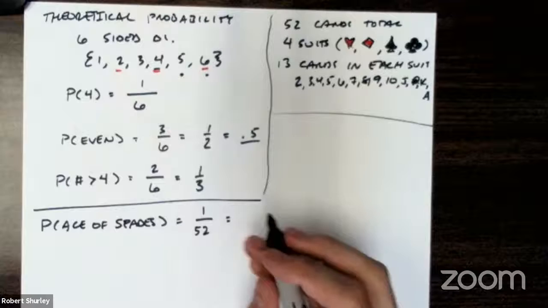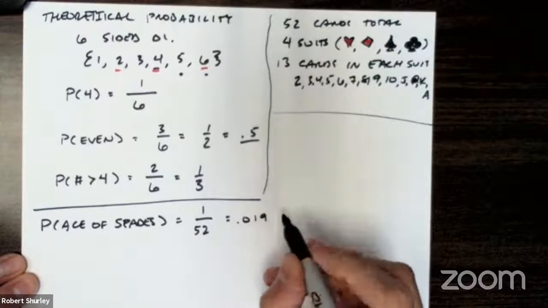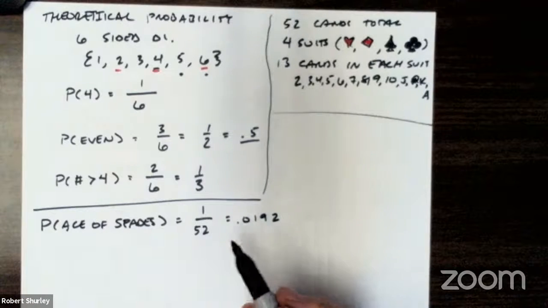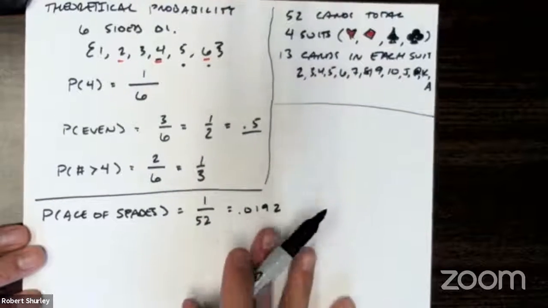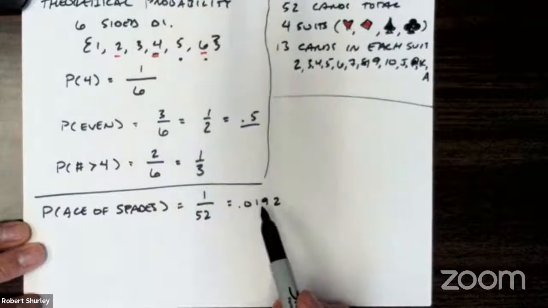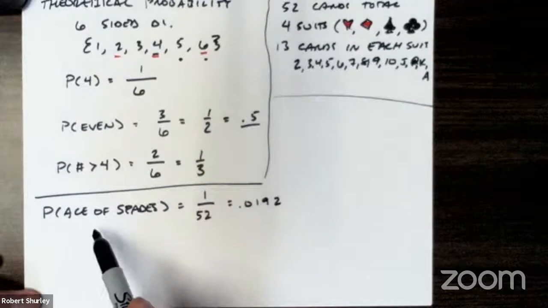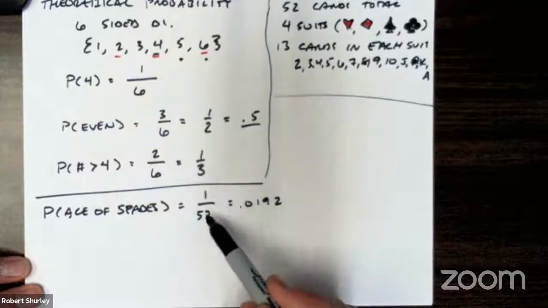I'm going to round here, 0.019. We'll round it to 4 decimal places, 0.019. So about 1.9%, right, chance of drawing the ace of spades. Actually, 1.9% chance of drawing any single card, right? It doesn't have to be the ace of spades. It could have been the 4 of hearts or the 10 of diamonds. It doesn't matter. For any single card, it's going to be 1 out of 52.